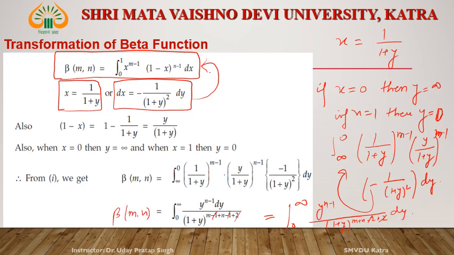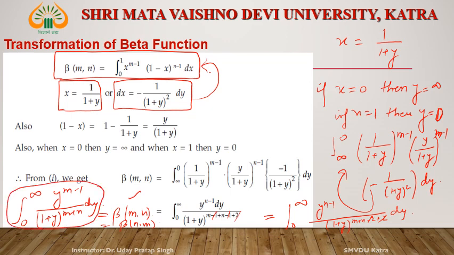And see one important result. Since beta function is a symmetric function, this integral can be written as integral 0 to infinity y to the power m minus 1 divided by (1 plus y) to the power m plus n dy. Why? Since beta m n can be written as beta n m. So this important result we will use later on.